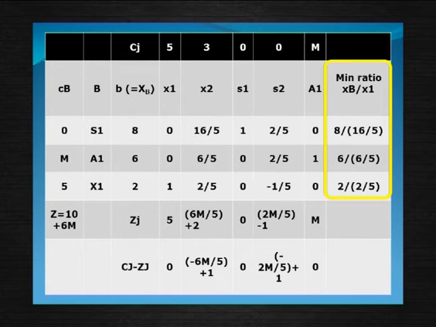The minimum ratio is 8 by 16 by 5, 6 by 6 by 5, 2 by 2 by 5. The value of Z is 10 plus 6M. The values of Zj are 5, 6M by 5 plus 2, 0, 2M by 5 minus 1 and M. The values of Cj minus Zj are 0, minus 6M by 5 plus 1, 0, minus 2M by 5 plus 1 and 0.